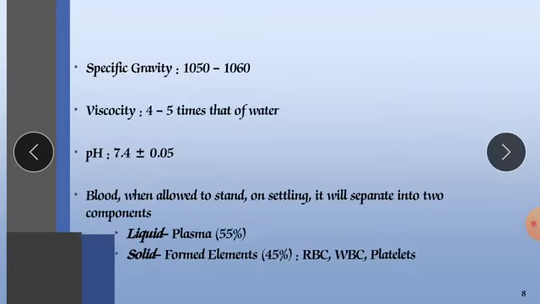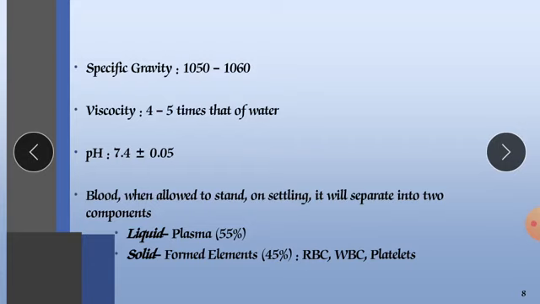Now here, specific gravity, it is 1050 to 1060. Viscosity, it is viscous, it is 4 to 5 times more than water. Its pH is 7.35 to 7.45. So blood, when allowed to stand on setting, will separate into two components, liquid and solid.